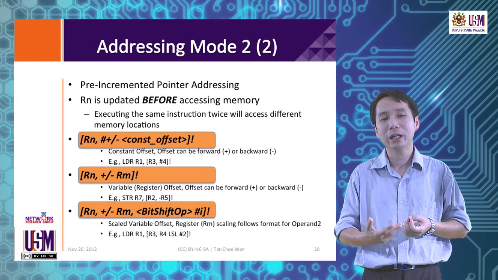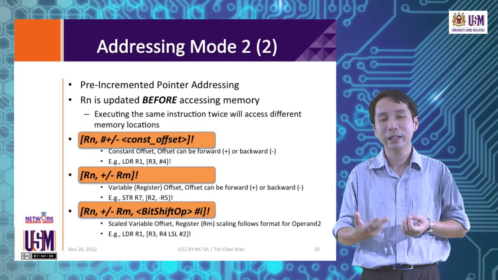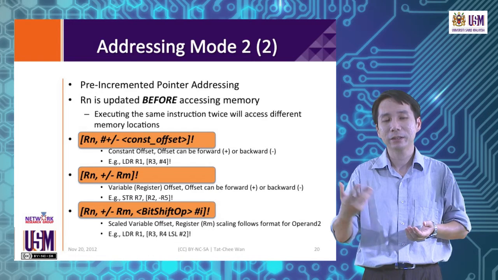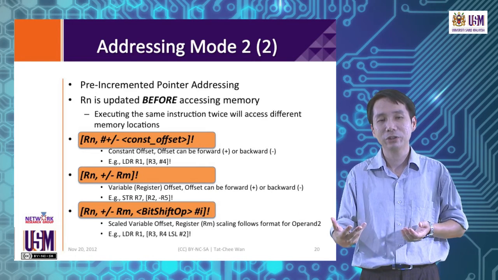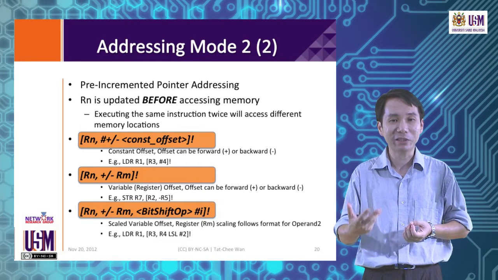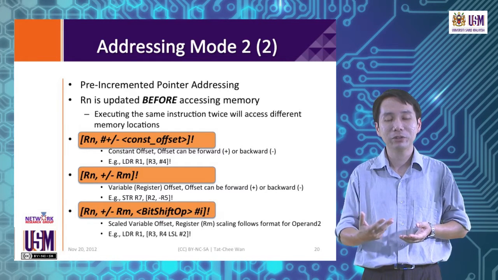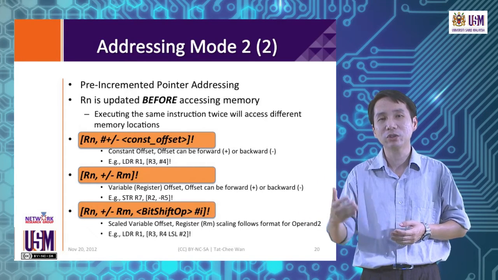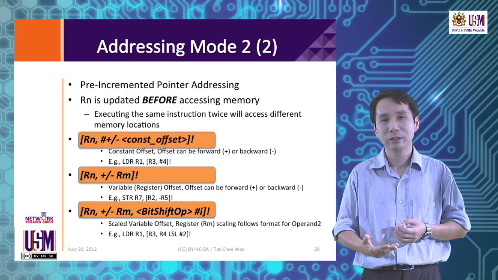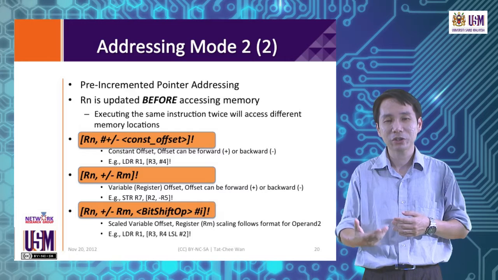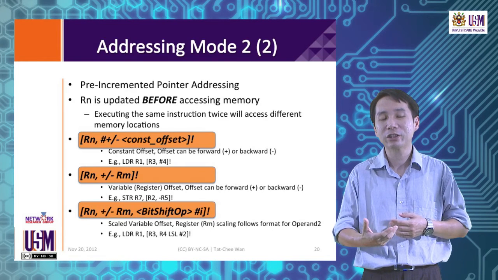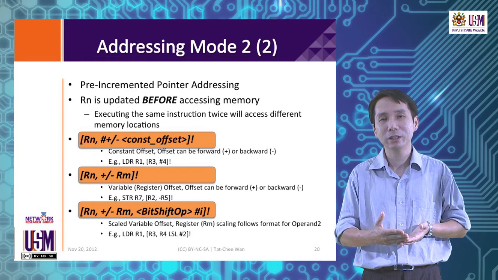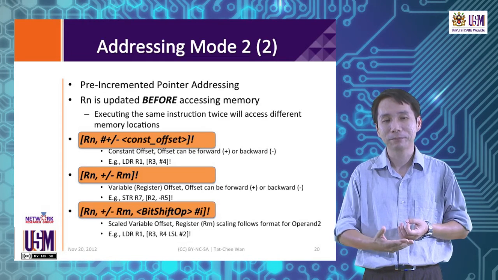So for example, LDR R1, R3, #4 exclamation will load the word after the current address location in R3. However, if we execute the same instruction again, LDR R1, R3, #4 exclamation, this will actually increment or advance the pointer to the next word position. So if we execute the same instruction over and over again using pre-increment pointer addressing, this will move from one memory location to the next within memory.